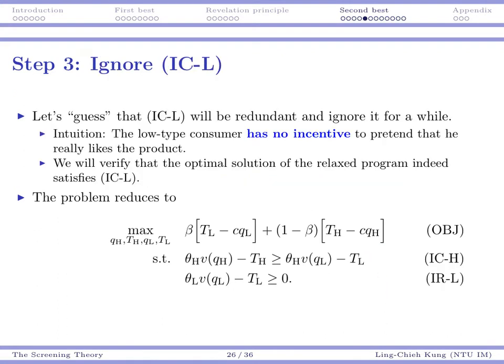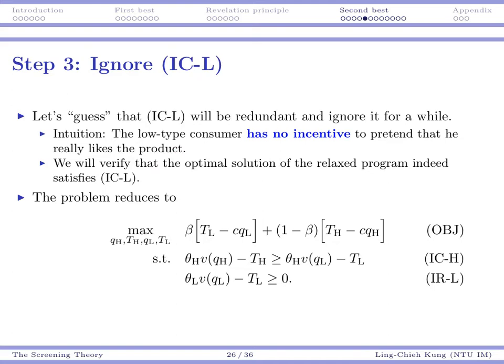Now I'm going to guess that ICL will be redundant for a while. Okay? I haven't proved that ICL should be redundant, but now I am guessing that it will be redundant, or it will be satisfied. So what does that mean? I think the low type consumer does not have any incentive to pretend to be a high type.